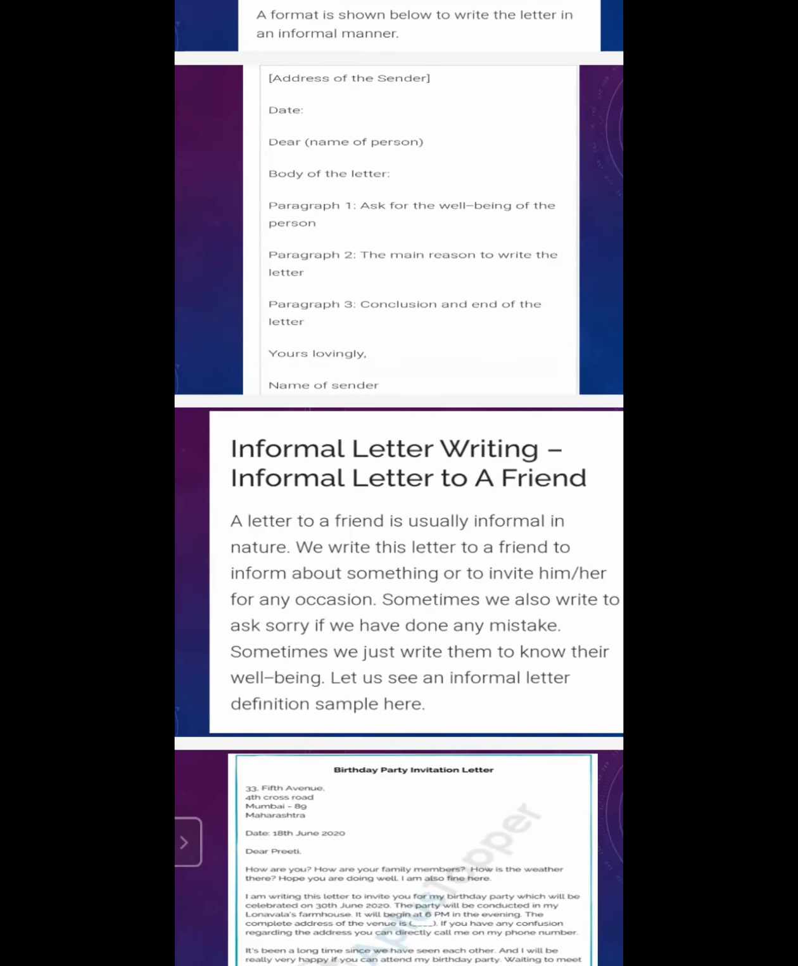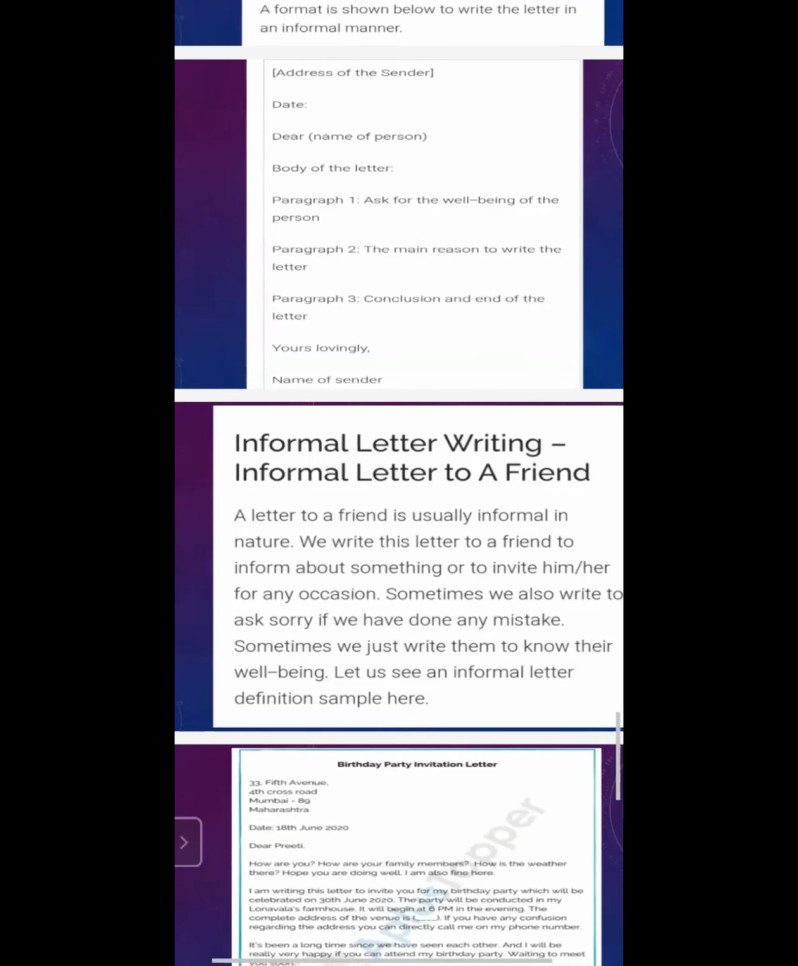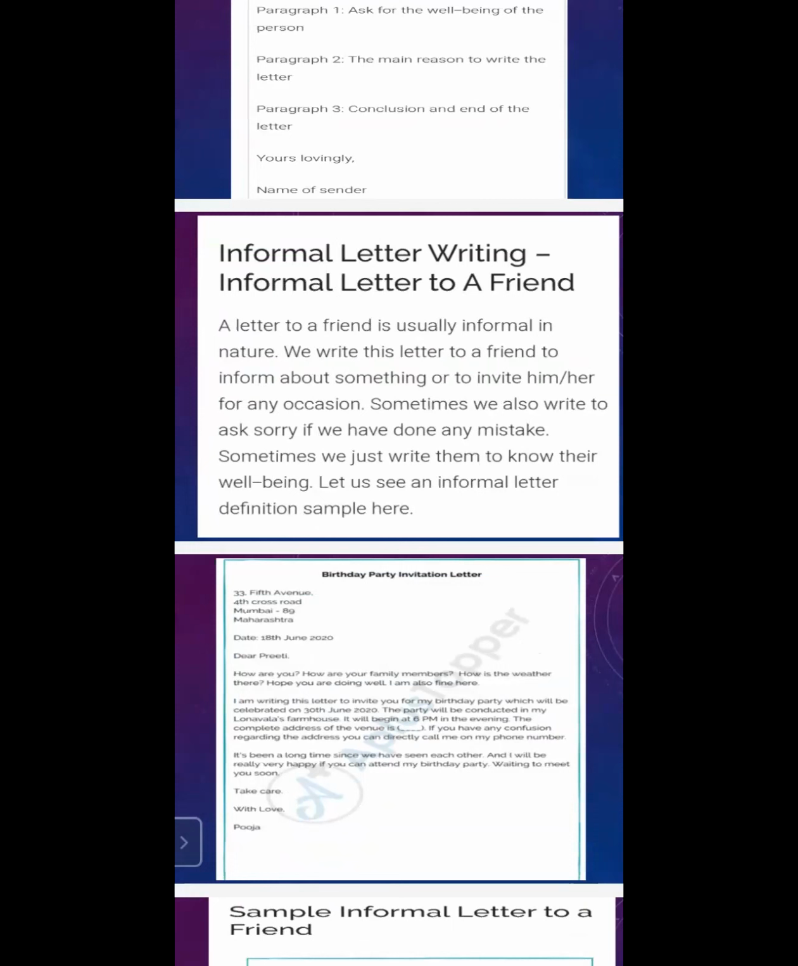Then the body of the letter: paragraph 1, paragraph 2, and paragraph 3. In paragraph 1, what will you write? Ask for the well-being of the person. In paragraph 2, the main reason for writing the letter. And paragraph 3, conclusion and end of the letter. You end lovingly, and then your name, the name of the sender.